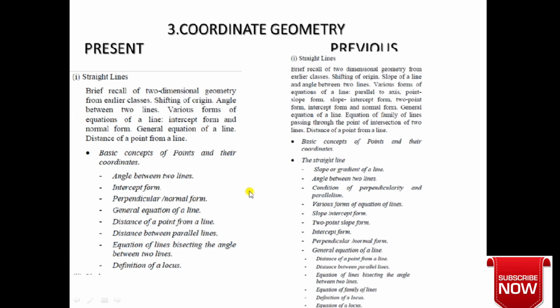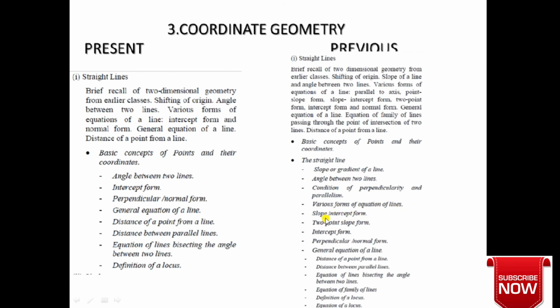Next we can see that in straight lines, the basic concept of points and coordinates has been retained. The main part that has been removed is slope or gradient of a line. Angles between two lines has been retained. See here, conditions of perpendicularity and parallelism have been removed. Various forms of equation of lines have been removed. Slope intercept form has been retained.